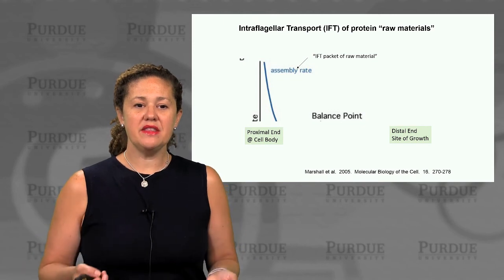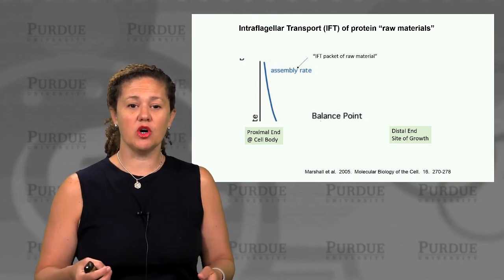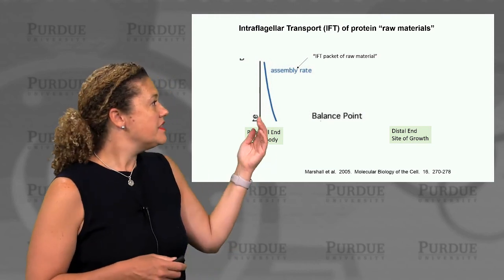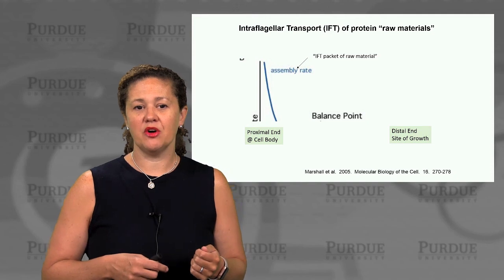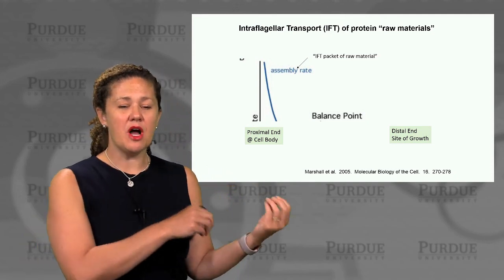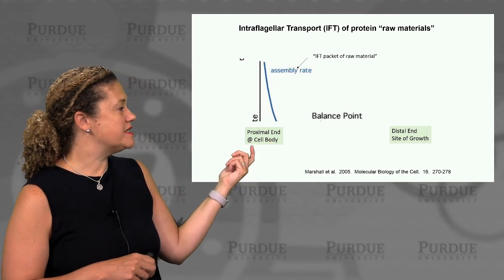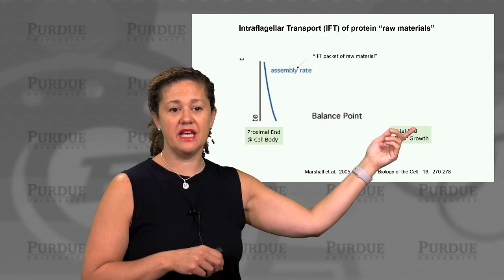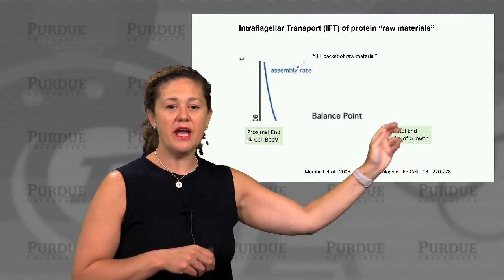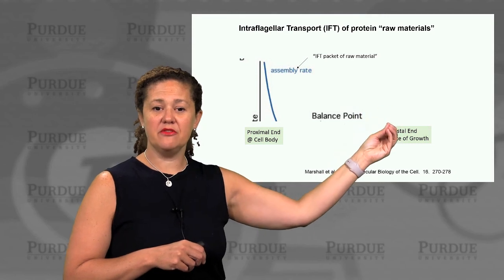The way these cells assemble and disassemble, forming their flagella, they undergo something called Intraflagellar Transport, or IFT. The raw materials from the cell body, from the proximal end of the cell body, are transported down, and growth occurs at the distal end of the flagella away from the cell body. And so at that tip, there's assembly of material.